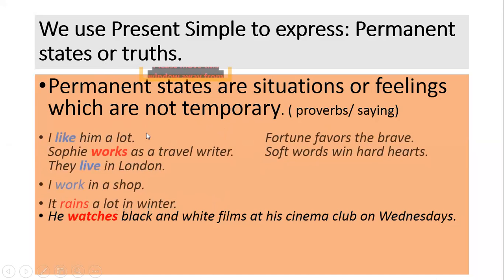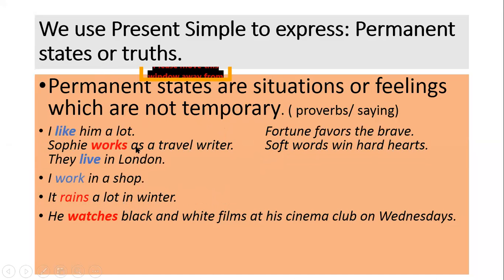I like him a lot, the permanent state. Sophie works as a travel writer. I work in a shop. So these are the permanent states. And fortune favors the brave, these are the old sayings. So these are expressed in present simple.